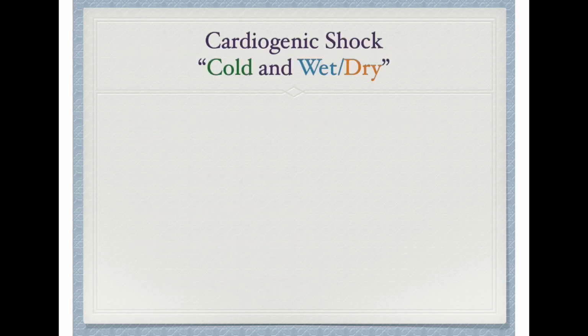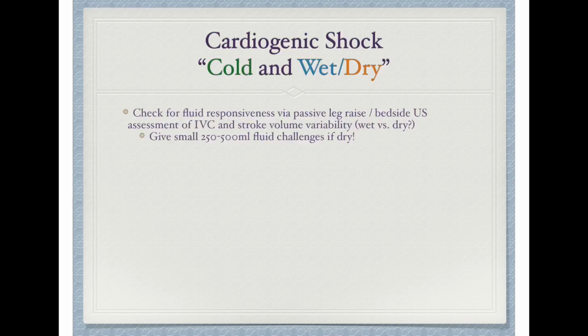Moving on to the patients with cardiogenic shock, these are the patients who are cold and either wet or dry. You should initially start by checking for fluid responsiveness using a variety of methods. One of the most effective ones is the passive leg raise maneuver combined with a bedside ultrasound assessment of their stroke volume variability. If you find that they are fluid responsive, you can give small fluid boluses, say 250 to 500 cc's, looking for improvement in blood pressure.